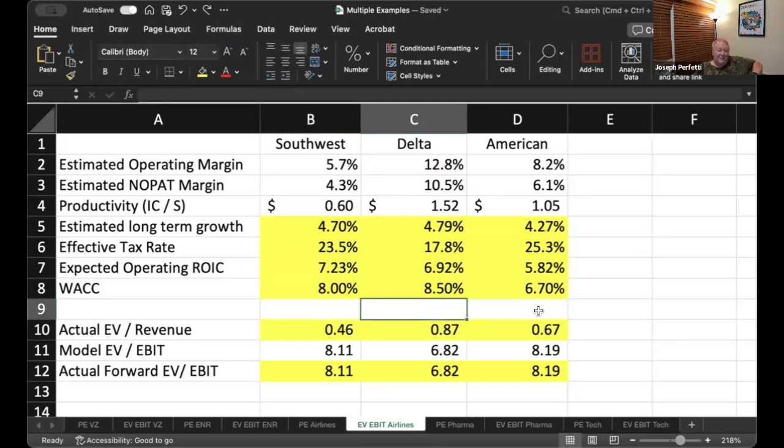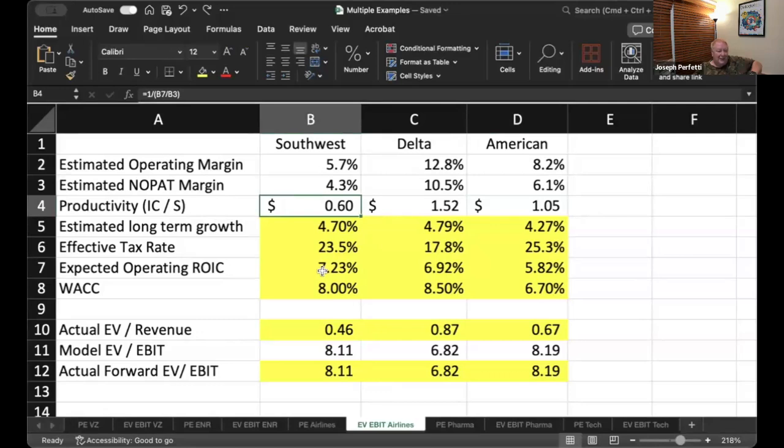American is between the two, 0.67 versus 0.46. Why are they trading at a premium? 8% margin pre-tax, 5.7% Southwest. They're making more every time they sell a ticket. 6% after tax when they sell a ticket, 4% after tax when Southwest sells a ticket. But American spends more, $1.05 to generate $1 of revenue, and Southwest 60 cents. So again, Southwest gets a better return, 7% versus 6%, because of that. But American still gets better EV to revenue because of this higher margin. It's being somewhat offset by the worsening productivity. Could be much better if their productivity was high.